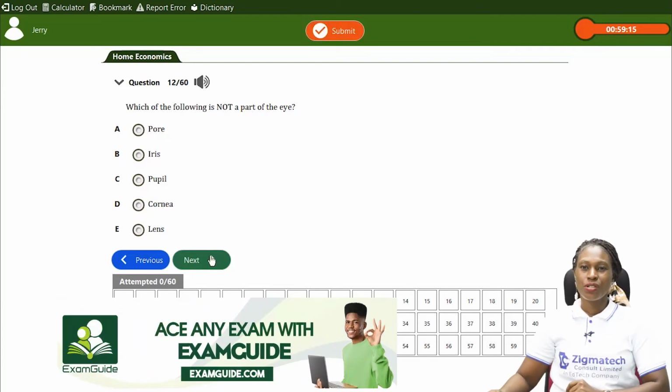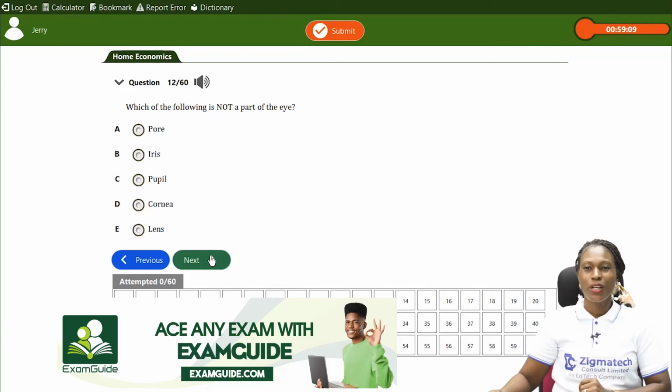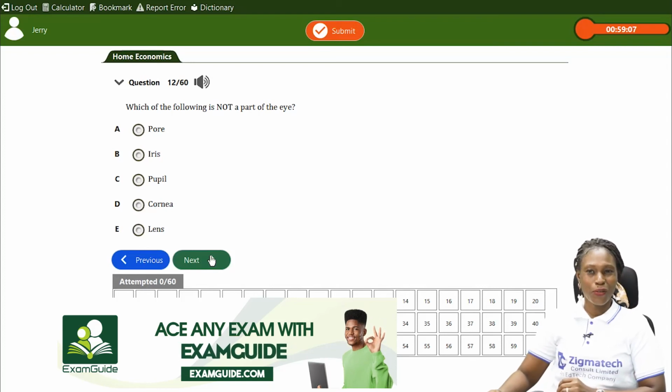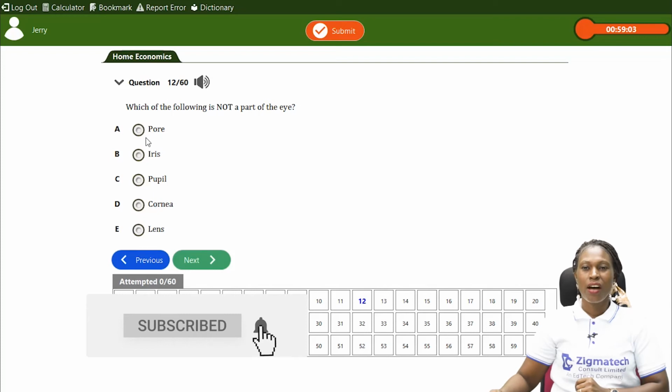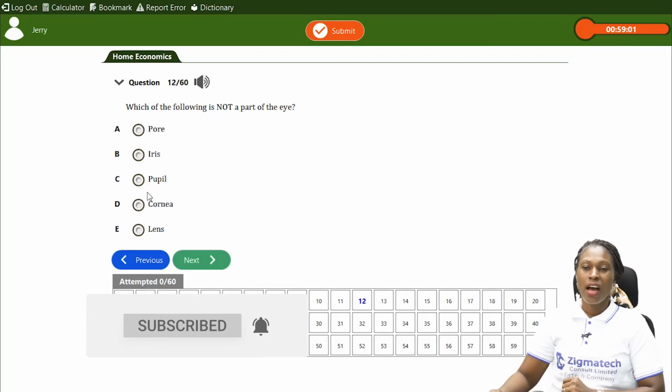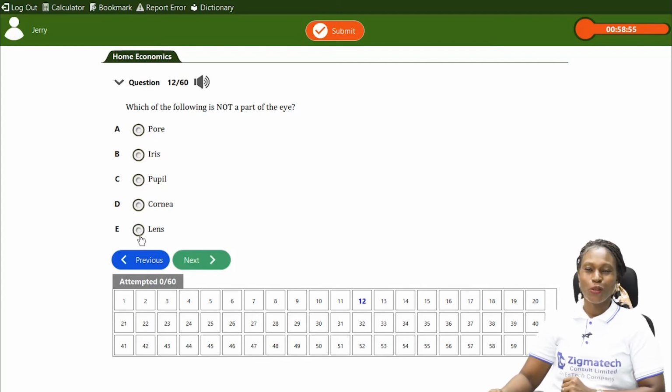Okay, let's look at this question. Which of the following is not a part of the eye? We have A, pore. B, we have iris. C, we have pupil. D, we have cornea. E, we have lens. Which of these is not a part of the eye?